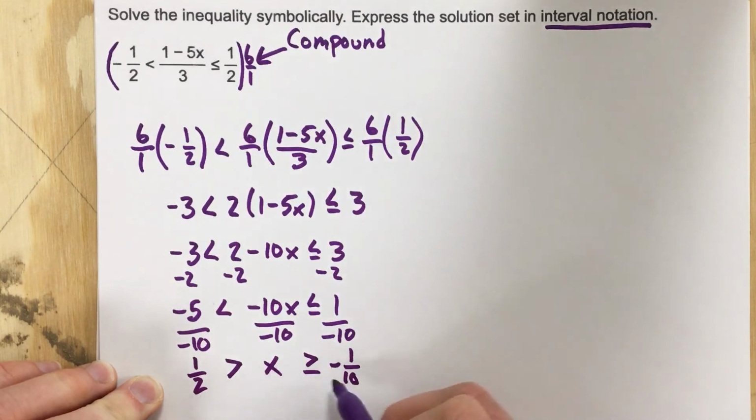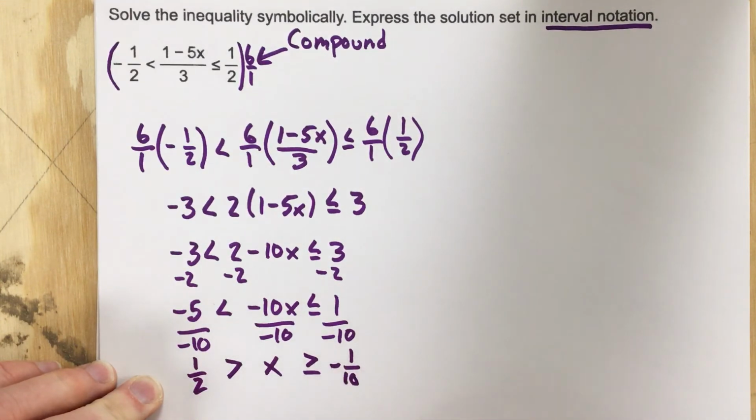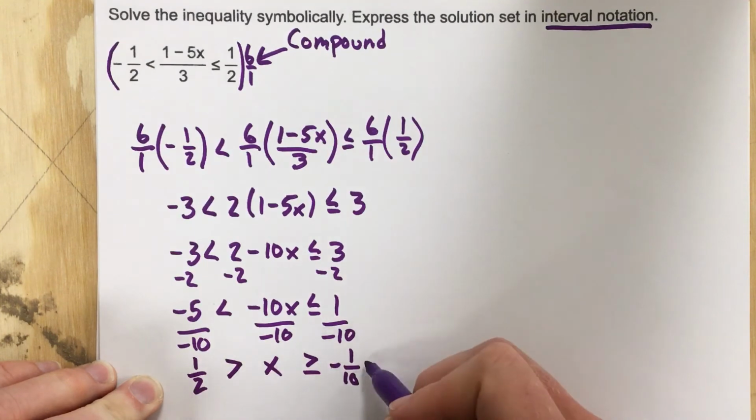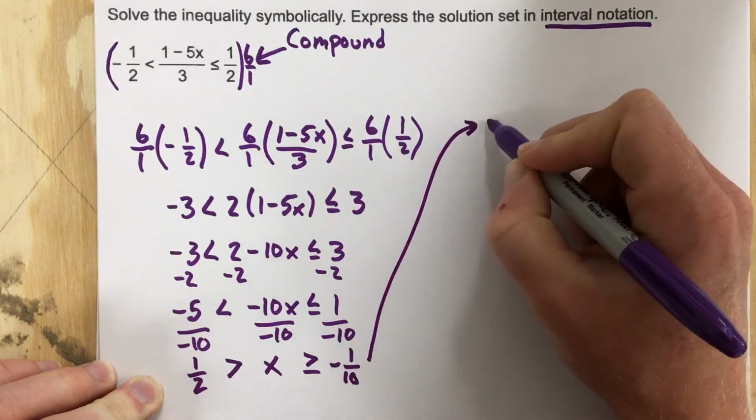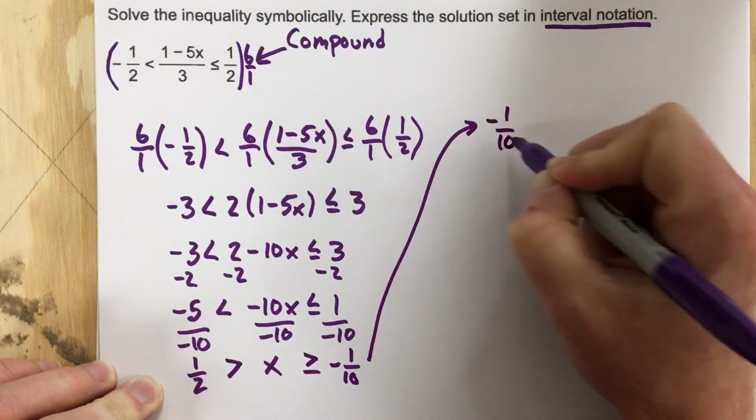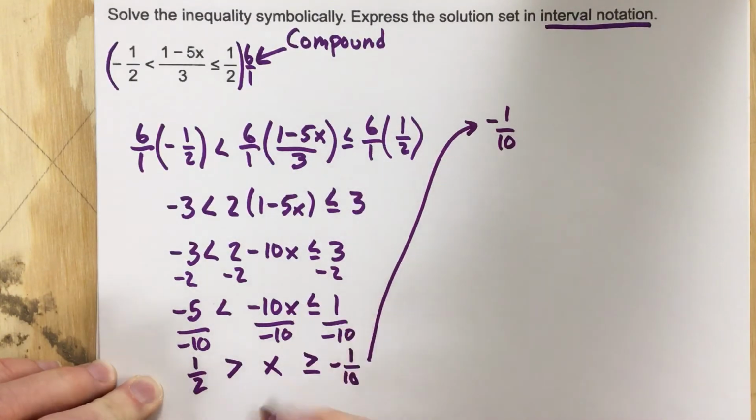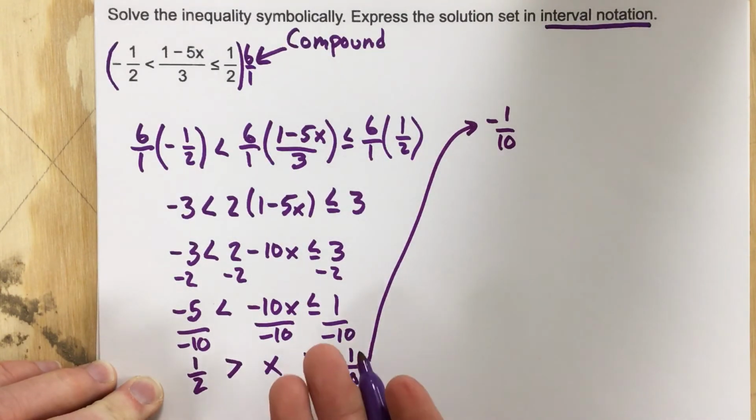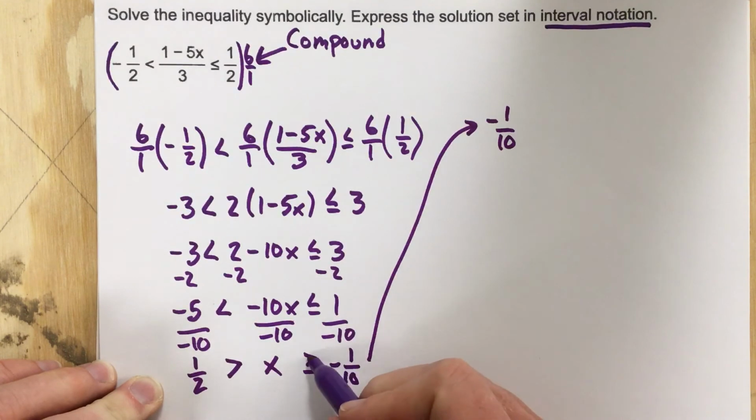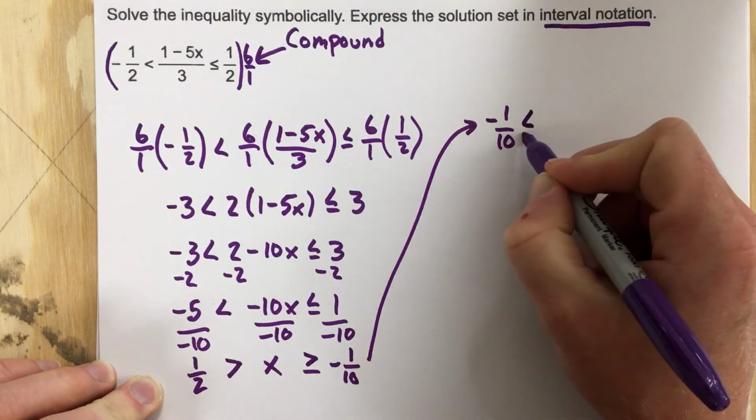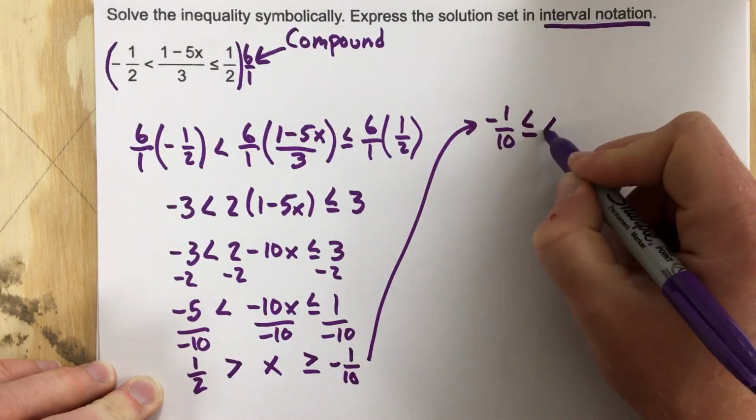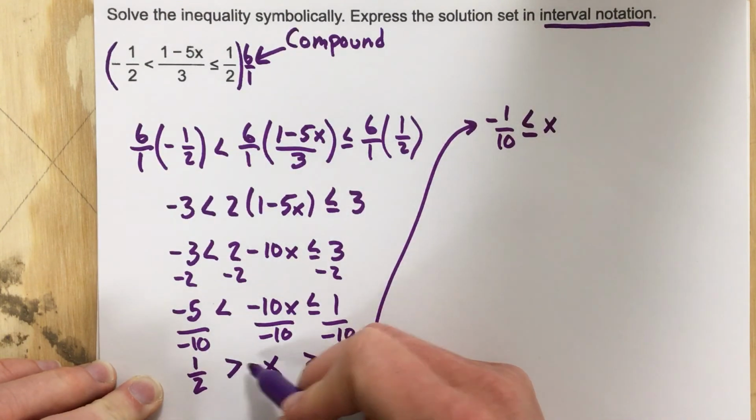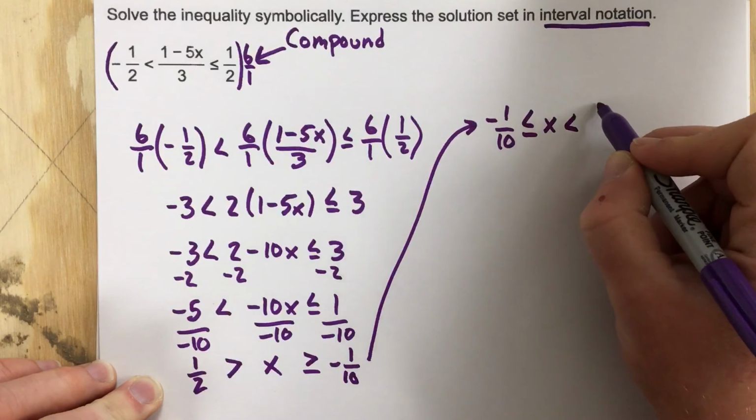So I typically like to rewrite this so that the smallest number is on the left side. So we're going to rewrite this up here, negative 1/10, but we've got to make sure the signs stay in the correct order. So as we flip the whole thing, I need to make sure that the pointy end is pointing towards negative 1/10, the left hand side, right? Then x, and the left hand side has to point toward the x, 1/2.